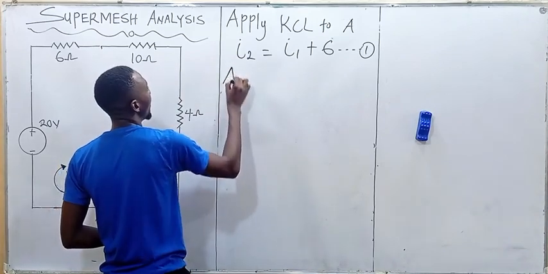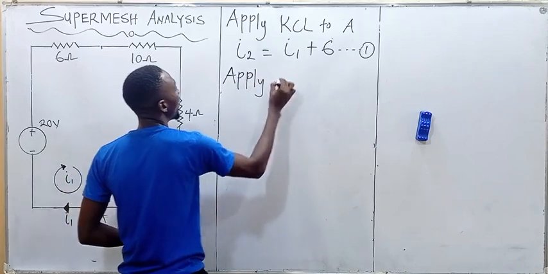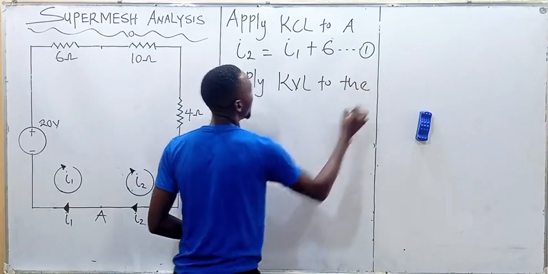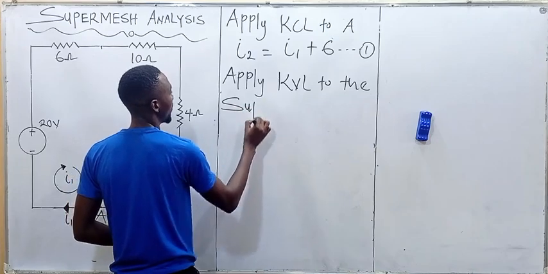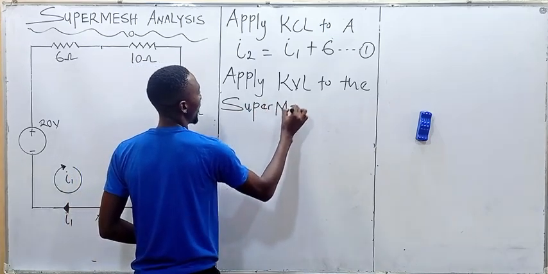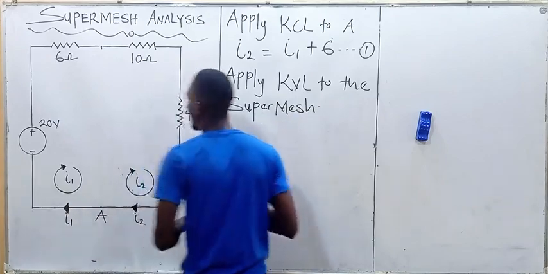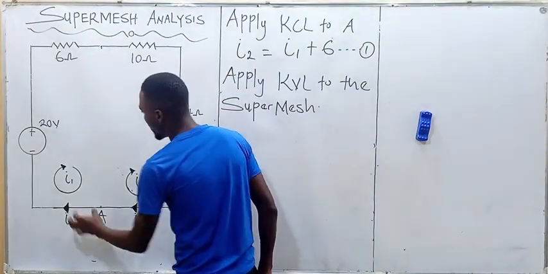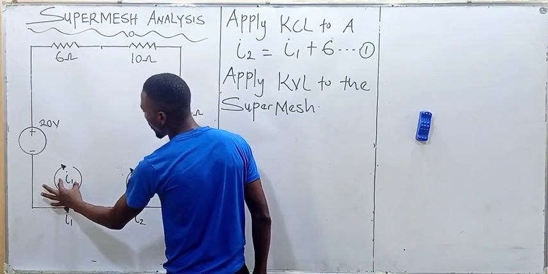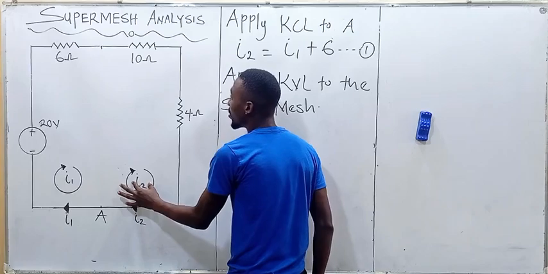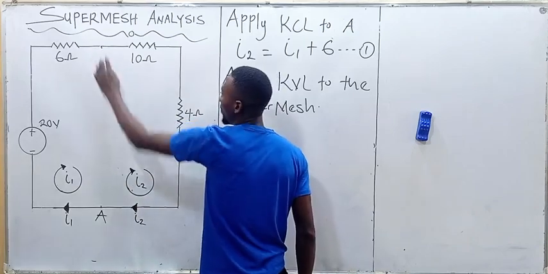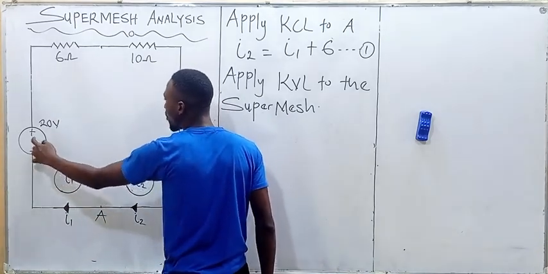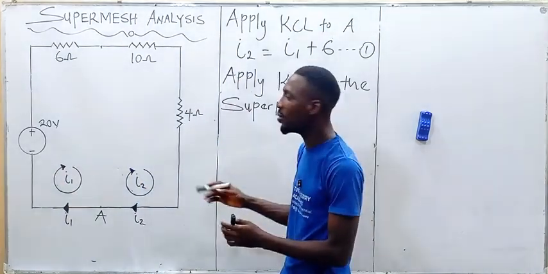So we are going to apply KVL to the supermesh. All right, so that's it. Now, how do we apply KVL? Very simple. This is our current for mesh 1. This is the assigned current for mesh 2. Now we are moving in a clockwise direction. So let's start with mesh 1. We are moving from negative to positive, so it shows that we are going to have a voltage gain.